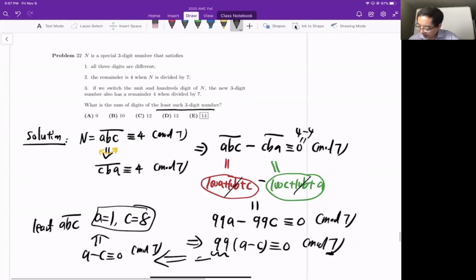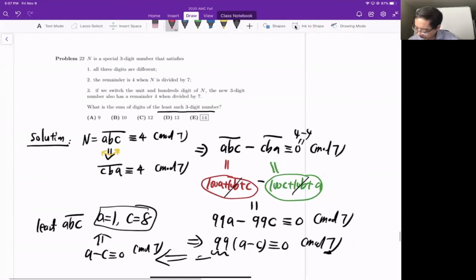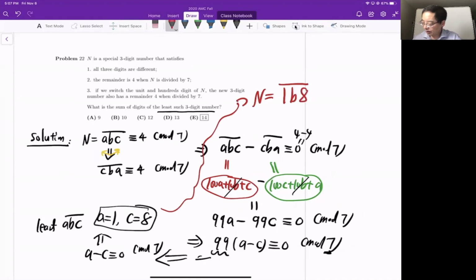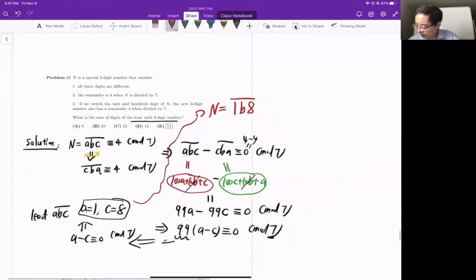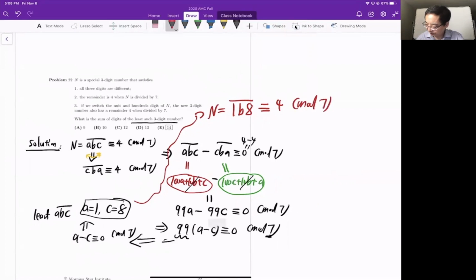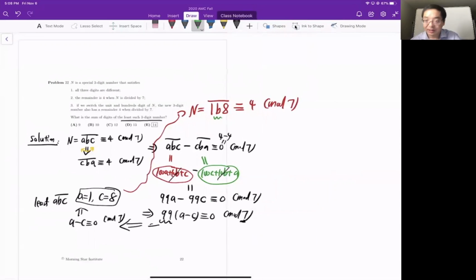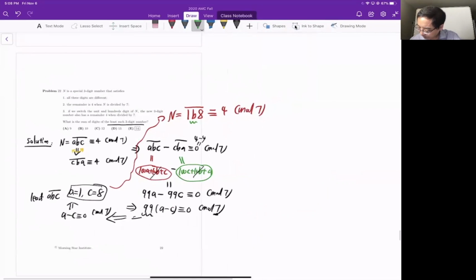All right. Now I put this back into my n. I get n equals 1, and then we have B, and this is 8. For this number, I want it to have a remainder 4 when divided by 7. Here, what we have left is to decide what B shall be, right? Now here, we cannot take A to be 1 and C to be 1. That's because we require all 3 digits to be different.